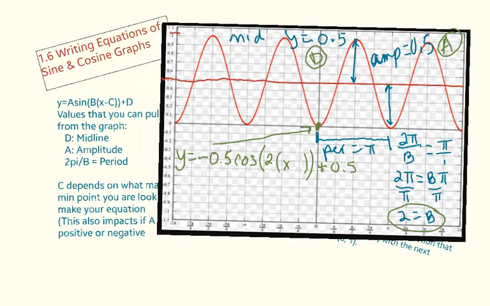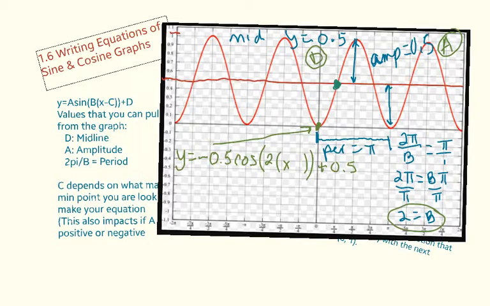Now, that's great, but there are other equations for the same exact curve. So for instance, if I take a look at this point right here, I could write an equation for that. That's on the midline, so it would be a sine curve, and it's on the midline on the way up. So this would be a positive sine curve.